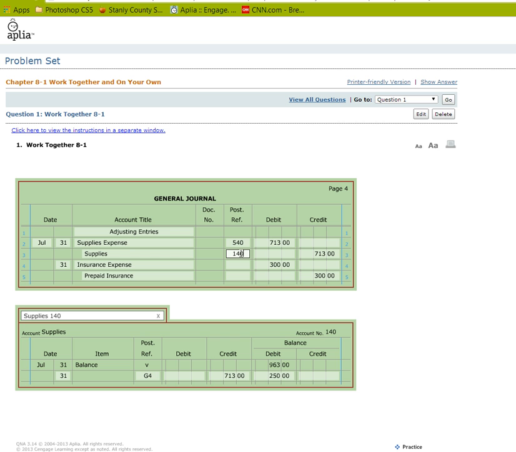That is my last step, because if I were to get interrupted and I put this first and had not actually put the information here, I could not balance at the end of the month. So you want to actually post before you put the post reference column in.